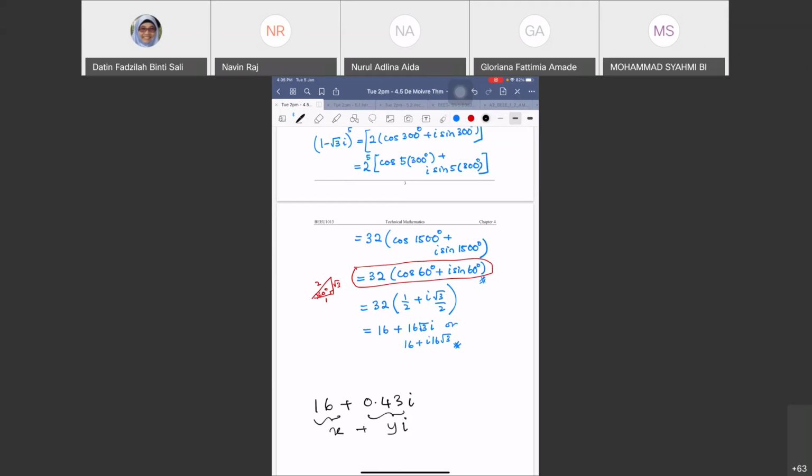So you have your x plus yi, still in the standard form. It's just that you are not using the exact value for your y. So it's still okay, unless it mentioned x and y must be exact value. If it mentioned x and y exact value, that means you cannot use decimal. But normally for complex number, they will not mention that the answer must be in exact value.